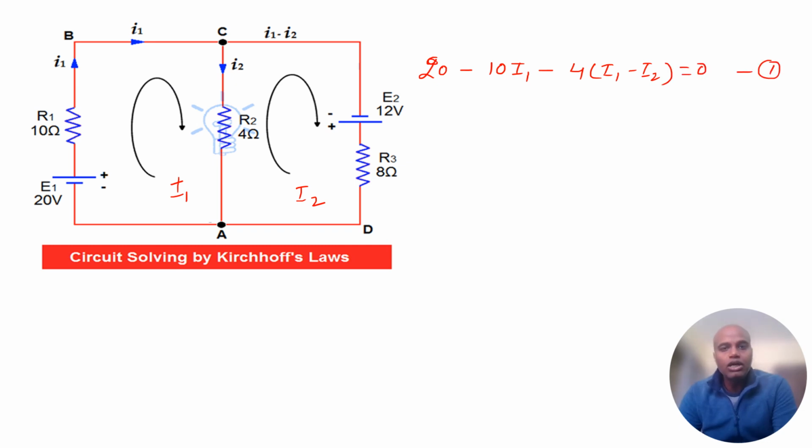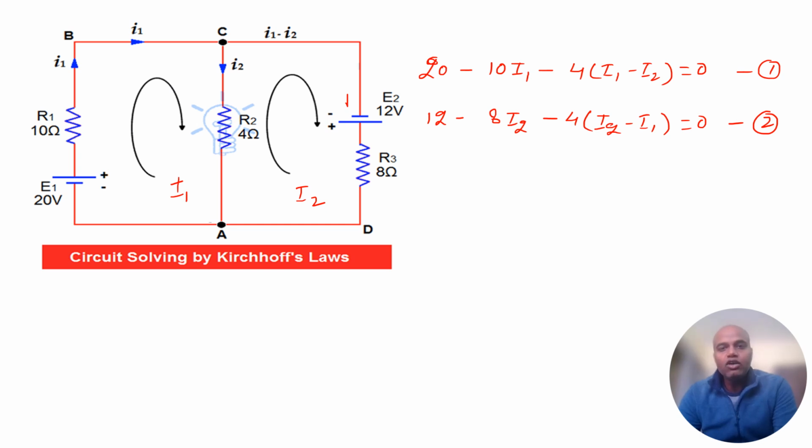Similarly, for loop 2, I'm starting, let's say, at 12 volt, again going in the clockwise direction. For the 12 volt I'm going from low to higher potential, so this was 12 minus 8 I2. When applying the KVL in loop number 2, I'm assuming that I2 is more than I1, so in that case, instead of minus 4 times (I1 minus I2), we will have 4 times (I2 minus I1), and it equals 0. So these are the two loop currents which we have formulated by considering the two loops.